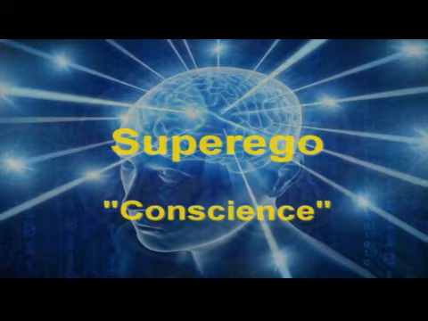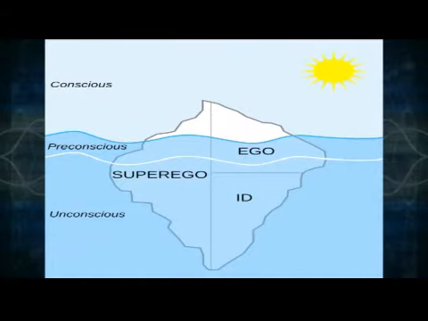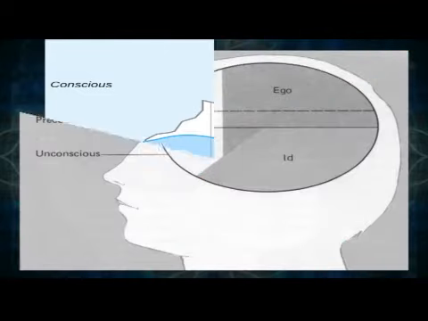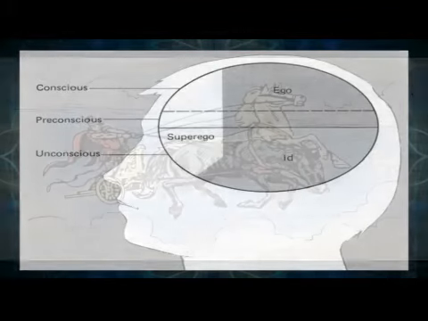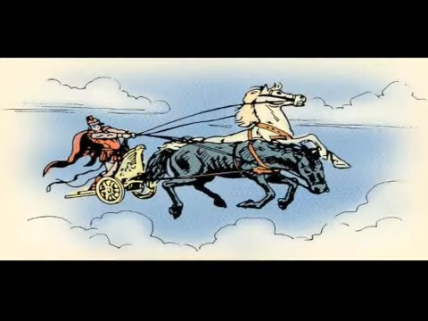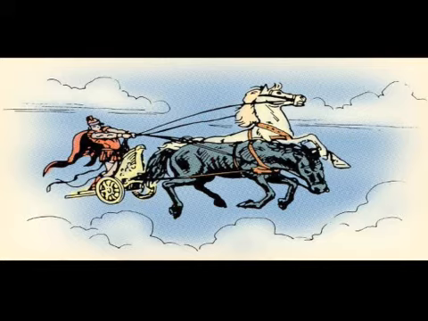Freud's concept is usually represented by the iceberg model. This model represents roles the id, ego and superego play in relation to conscious and unconscious thought. Freud compares the relationship between the ego and the id to that between a charioteer and his horses. The horses provide the energy and drive, while the charioteer provides direction.